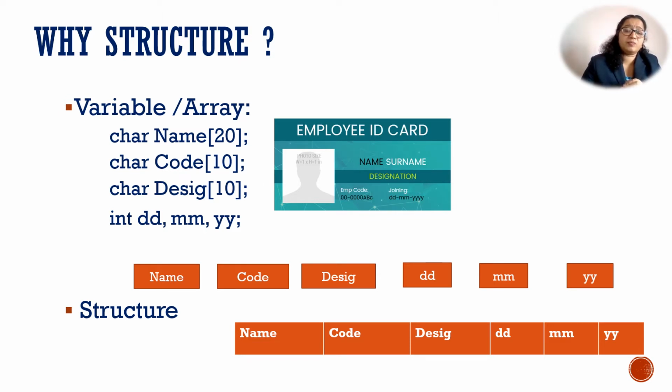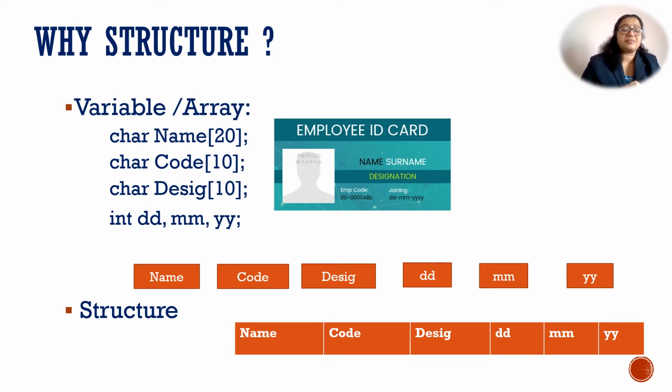What will we do? We can use variables or arrays. If you are using arrays, character name of 20 size I need for the name, then the employee code, some letters are there, so character is compulsory. So character code of 10 size I put. Then designation is also a character type, so 10 size I put. Then date of join, a date data type is not there, so we want to use integers for the date. For month it is also an integer, then year also integer. So dd I put as a variable for date, then mm for the month and yy for the year.